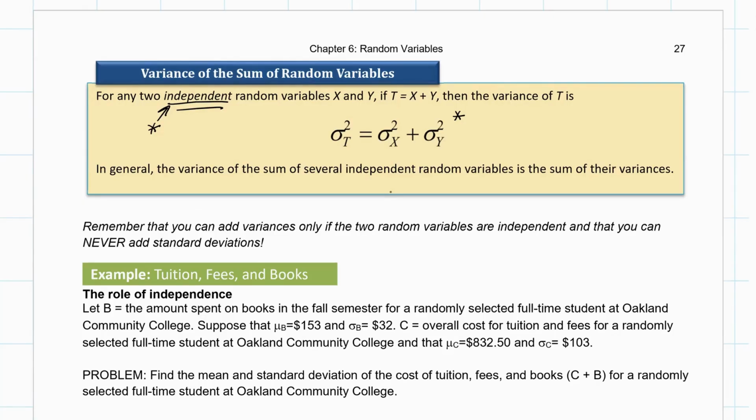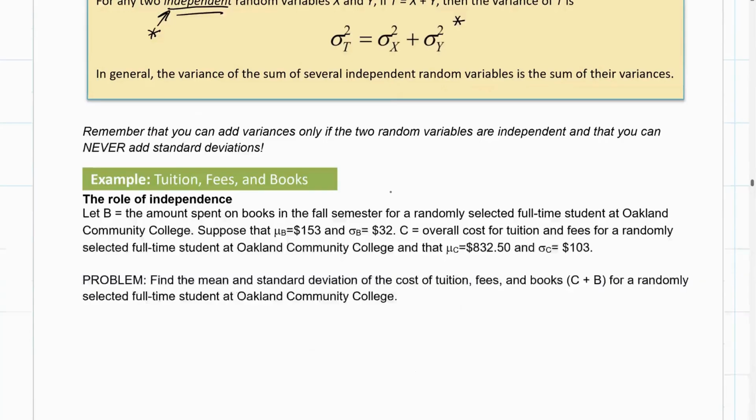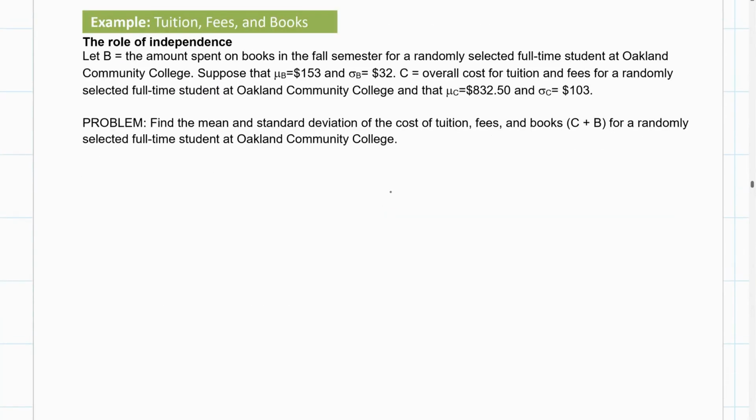Let's take a look at this through the lens of a problem. It says, let B be the amount spent on books in the fall semester for a full-time student at OCC. Suppose that the mean amount for books is 153 and the standard deviation for the amount of books being purchased is 32. Let C be the overall cost for tuition and fees for a randomly selected student, and tuition and fees on average is 832.50, and it has a standard deviation of 103.